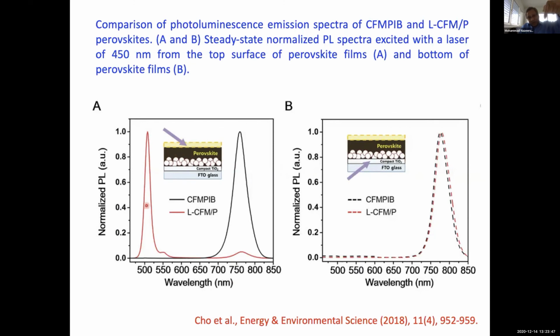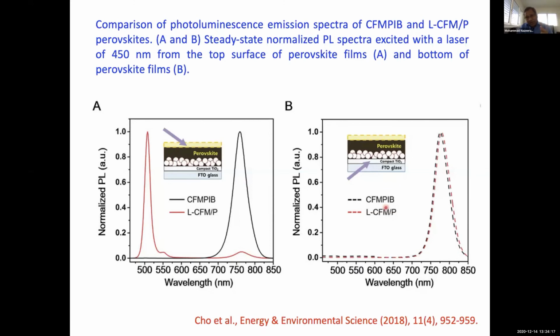Now you can clearly see by exciting from the top side that the majority of the emission is coming from the two-dimensional perovskite. However, since the laser power is slightly higher than the two-dimensional perovskite layer thickness, it touches the three-dimensional perovskite, so you can see a small peak coming from the three-dimensional perovskite. At the same time, compare the same material without two-dimensional perovskite and excite at the same wavelength, you see only the presence of three-dimensional perovskite.